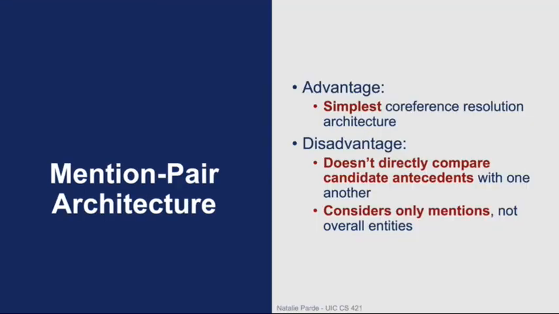There are both advantages and disadvantages to the mention pair architecture. An advantage is that it is quite simple to implement, making it a nice baseline. Two disadvantages, however, are that it doesn't have any mechanism for directly comparing candidate antecedents with one another, so it can't determine what the best overall antecedent for an entity would be. And building off of that, it considers only local pairs of entity mentions, so it isn't able to consider contextual cues that may be useful from other mentions of the same entity.